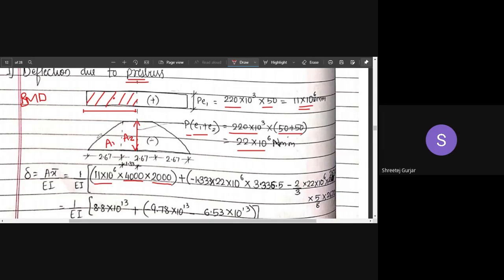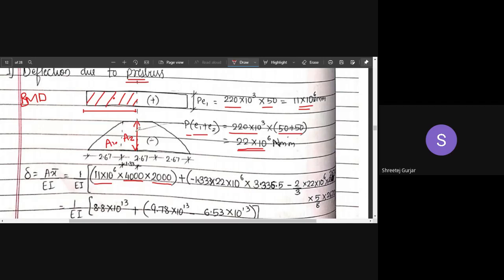So what is the area of this part now? 2/3 of base, 2.67 base into height. Height is what? This 22 into 10 power 6. That is there, multiplied by the centroidal distance, area multiplied by the X bar, right? Centroid is over here. So how much is this? 5/8 into 2.67. Convert this 2.67 to mm, and then substitute 5/8 of 2.67. So we are done with this area.